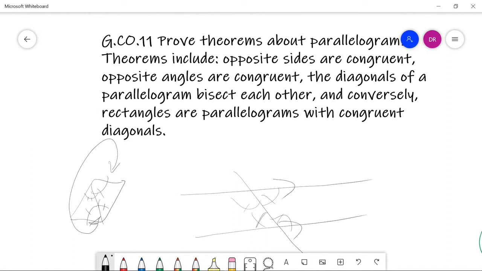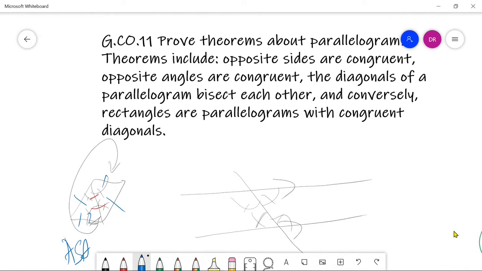Now we can say that this segment is congruent to itself because of the reflexive property. And then we can prove that these two triangles are congruent using angle, side, angle, because one angle is congruent, one side in between, and another angle. So this angle is congruent to that angle, and this with this, because of CPCTC, corresponding parts of congruent triangles are congruent.